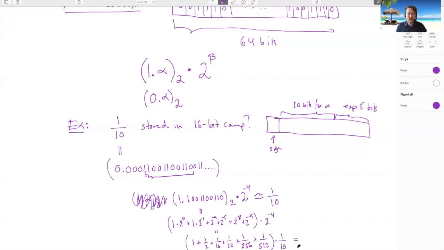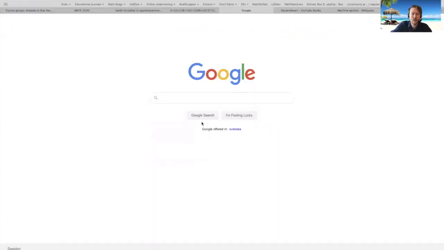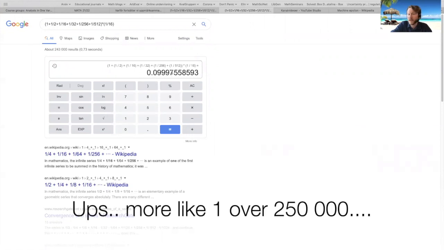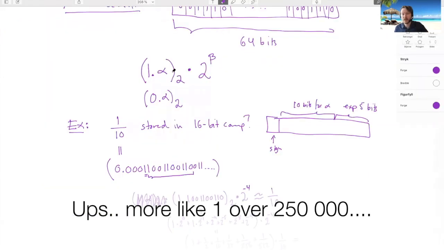And all of this is equal to, and if you go to Google to check what this is, this will give you 0.09997. You're missing by 1/50,000, basically, in a 16-bit computer.